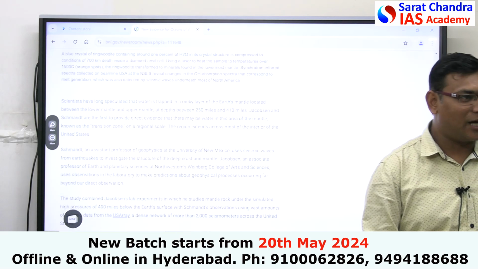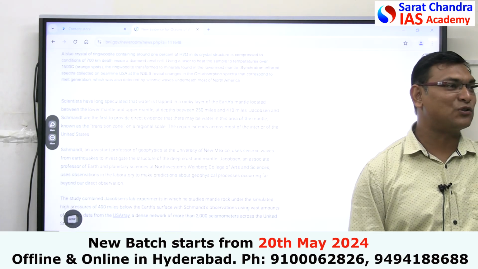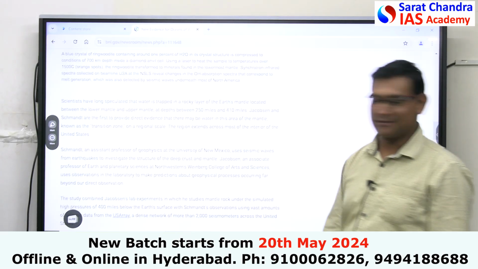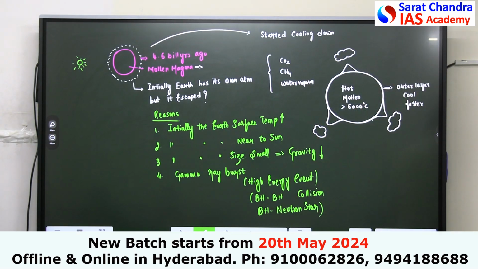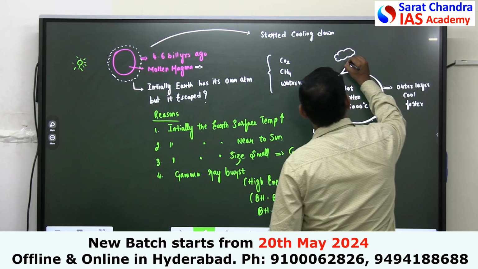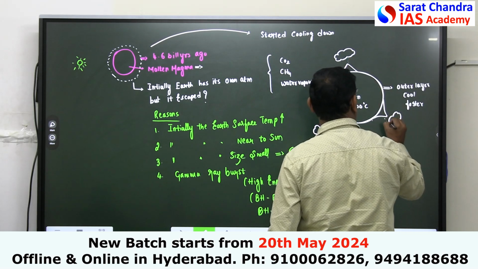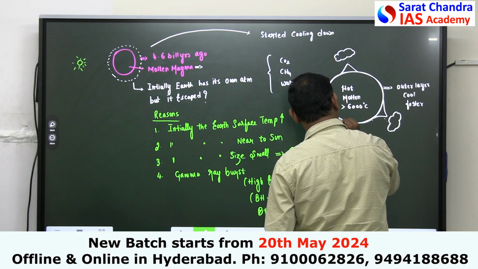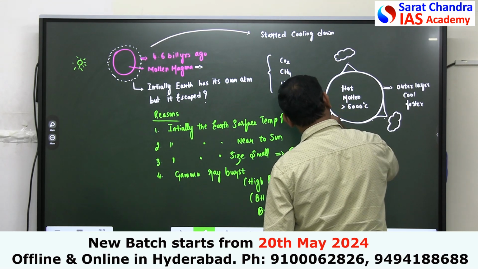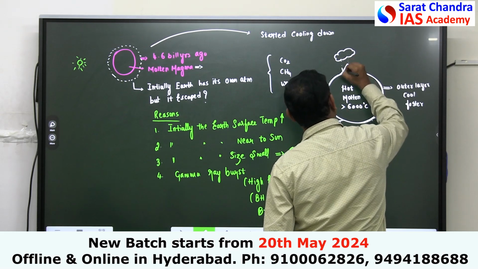It is under the lithosphere, near the asthenosphere, right? Okay. Now what happens? This water vapor started moving up. When the water vapor moved up, there were clouds, and these clouds converted into rain. This is how the water was formed.